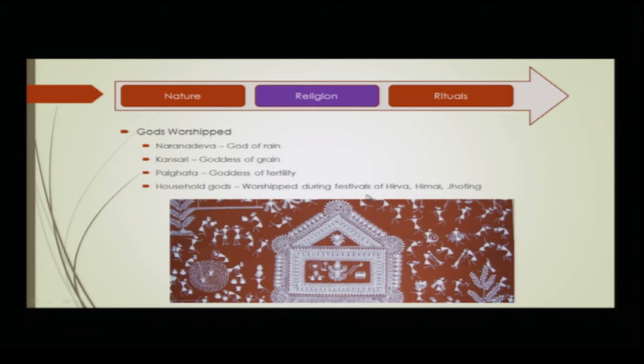Now moving on to the inspiration from religion, they took inspiration from what they believe in, the gods they worship, like Narana Deva, the god of rain; Kansari, goddess of grain; Palghata, goddess of fertility; and household gods worshipped during the festivals of Hirva, Hamai, and Joting. In this art form we can see people enjoying the festivals on both sides of the painting, and in the center of the painting there is Palghata, the goddess of fertility.